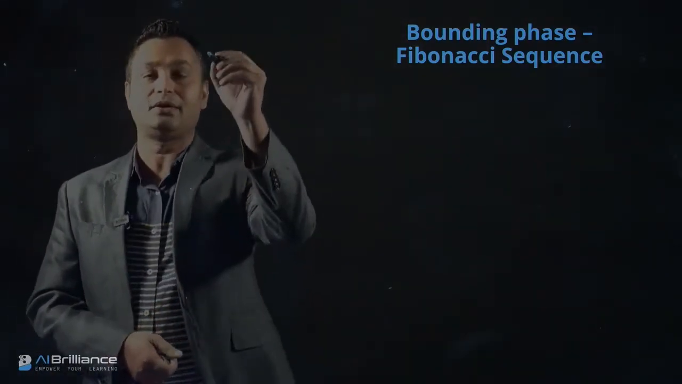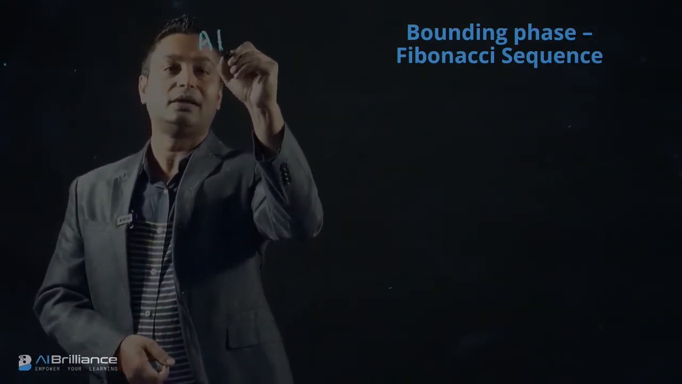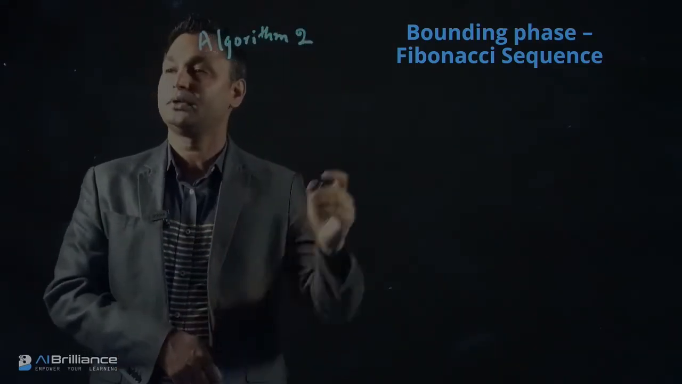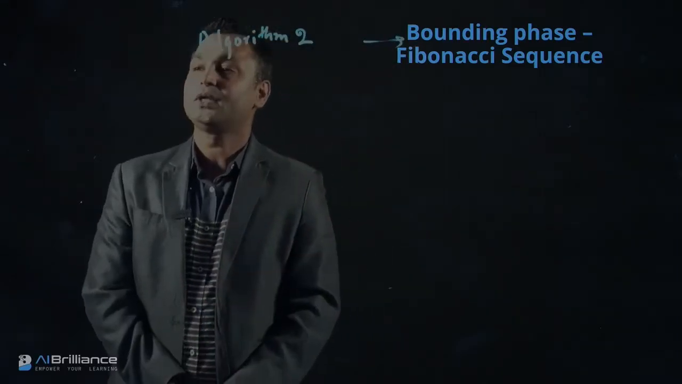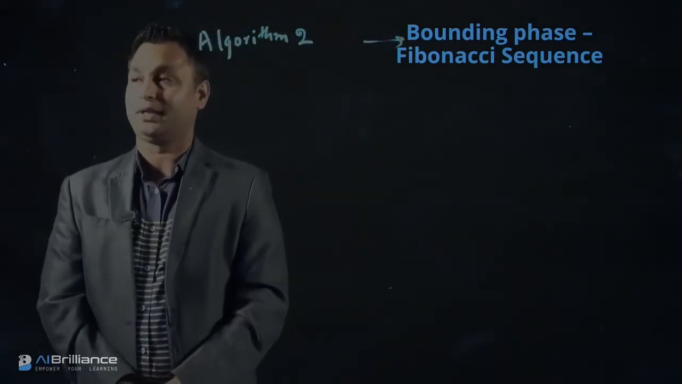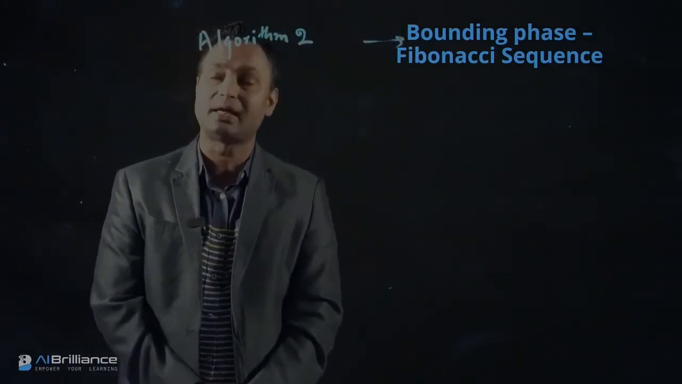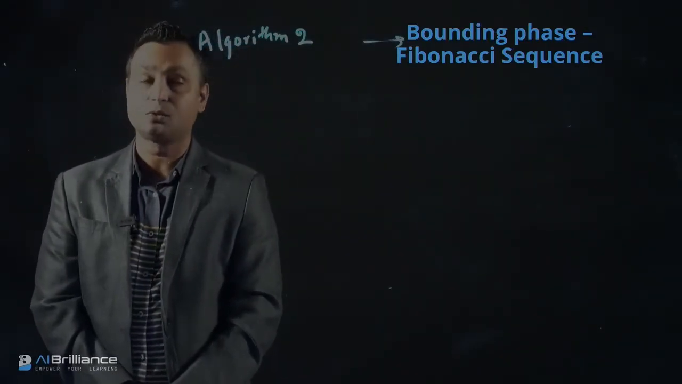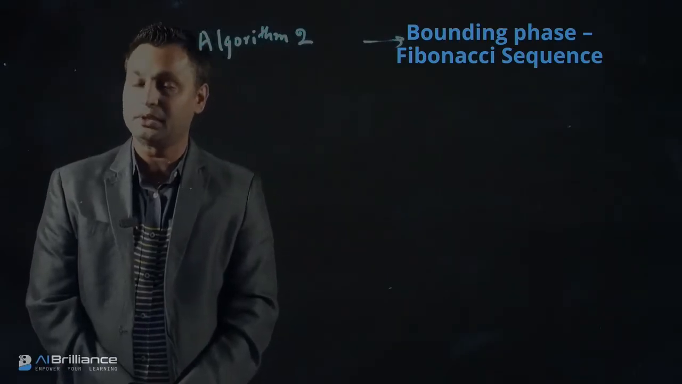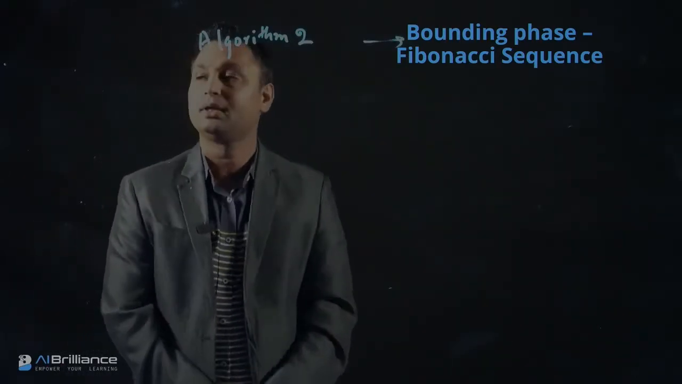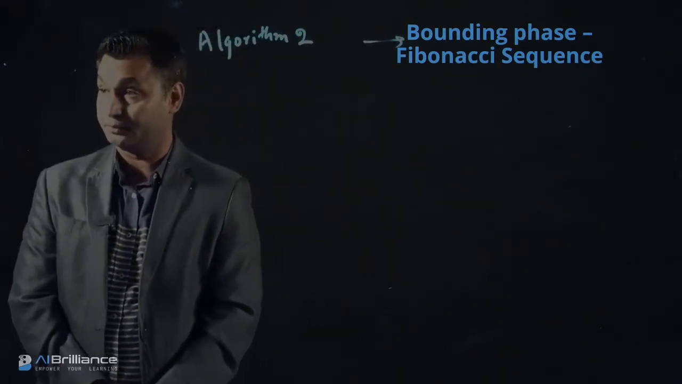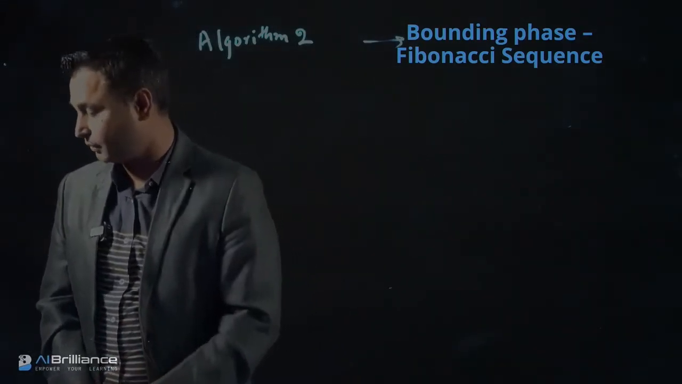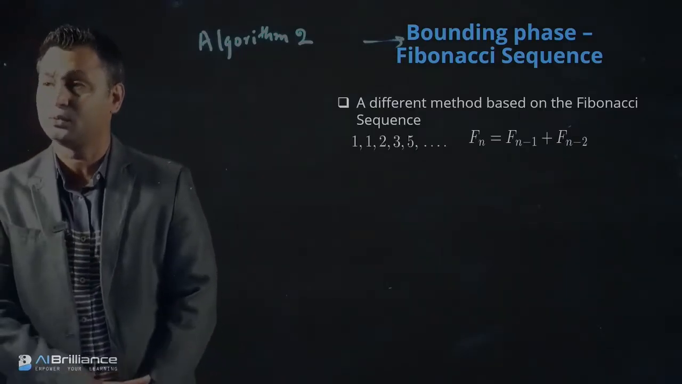This is algorithm 2 that we are going to learn in today's class, and this one is known as the Fibonacci sequence based bounding algorithm. This is slightly different from Swann's algorithm that we did. Swann's is one, but there are other algorithms that can also be used for bounding, and the Fibonacci sequence is one of them. So this is algorithm 2 for the bounding phase, which is known as Fibonacci sequence. Let's see how this works.